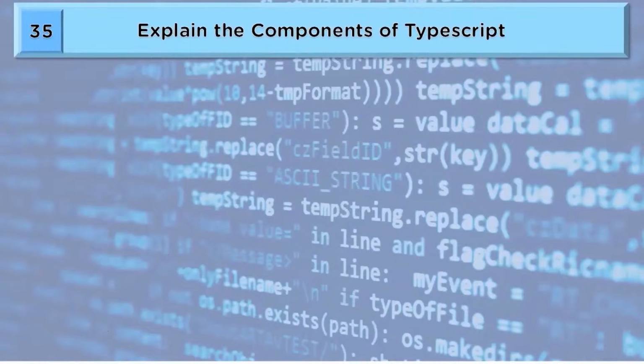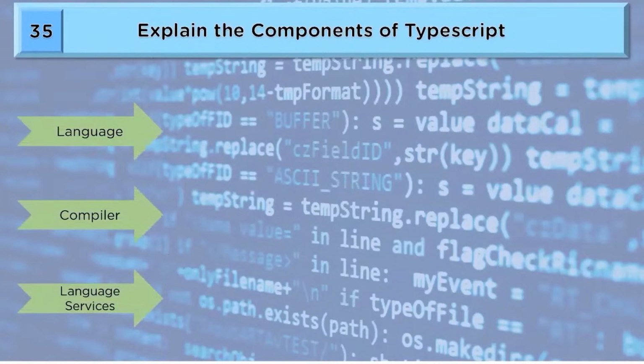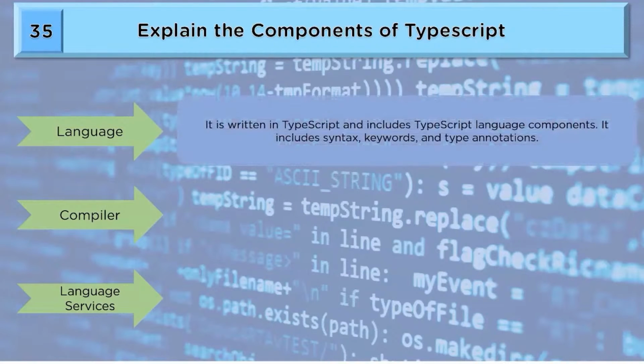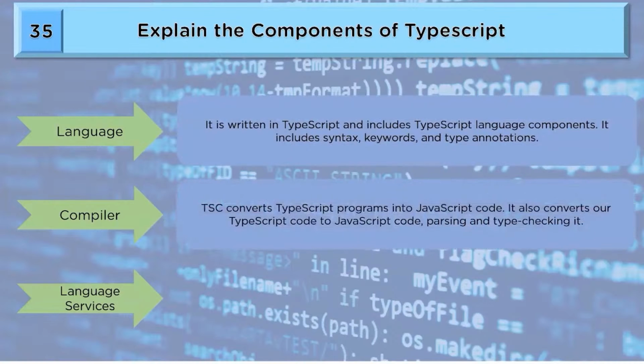Explain the components of TypeScript. Internally, the TypeScript language is separated into three layers. Each of these layers is further subdivided into language, compiler, and language services. Language: it is written in TypeScript and includes TypeScript language components. It includes syntax, keywords, and type annotations.